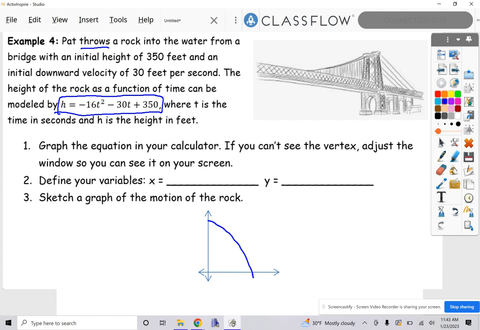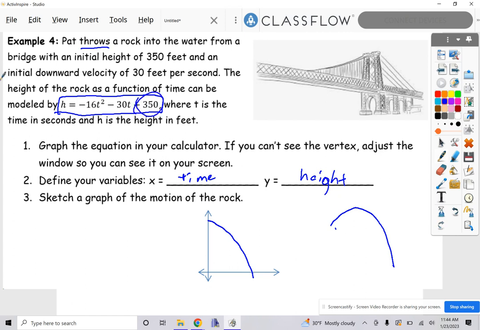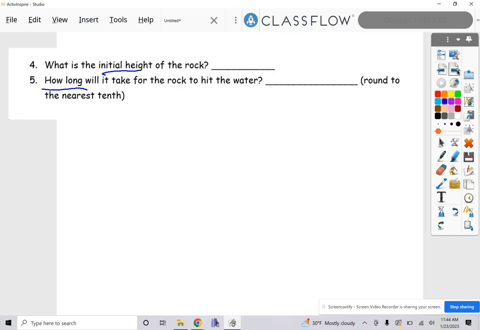Okay, notice on this one how there is no maximum. The reason is on the other ones, it was thrown up and then came down, whereas this one's just thrown straight down. We still do have time and height, but hopefully this question doesn't ask us about a maximum, and if I look, it doesn't. What is the initial height, and how long does it take to hit the water? Well, the initial height is just that last number, in this case 350.